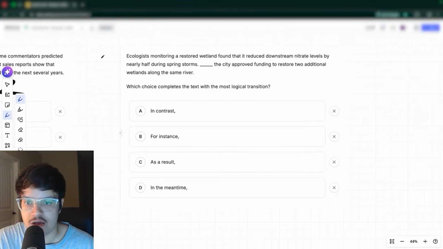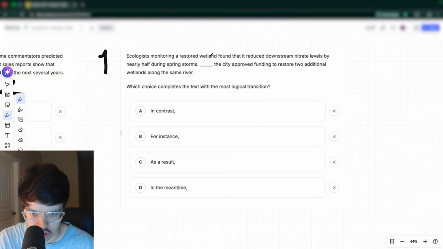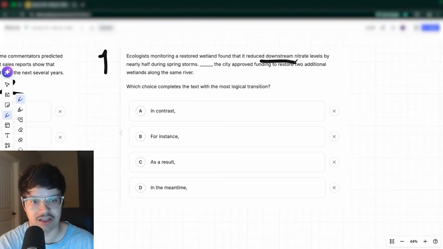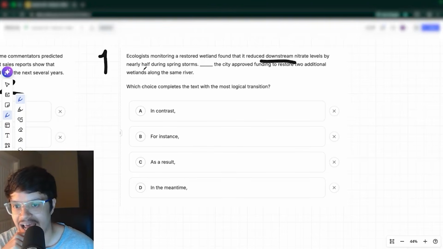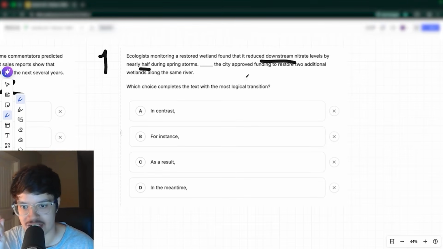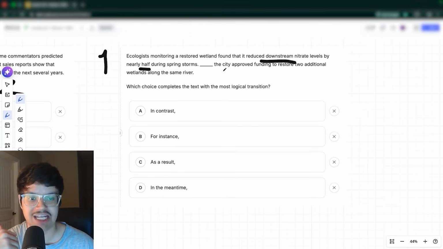Ecologists monitoring a restored wetland found that it reduced downstream nitrate levels by nearly half during spring storms. Okay, so they found that this wetland reduced the amount of nitrates that were downstream, so in the lower part of the river, by half. Okay, so it just reduced the amount of nitrate that was in the river, basically. The city approved funding to restore 2 additional wetlands along the same river. Okay, so the city wanted to add more wetlands because I guess it was doing such a good job.